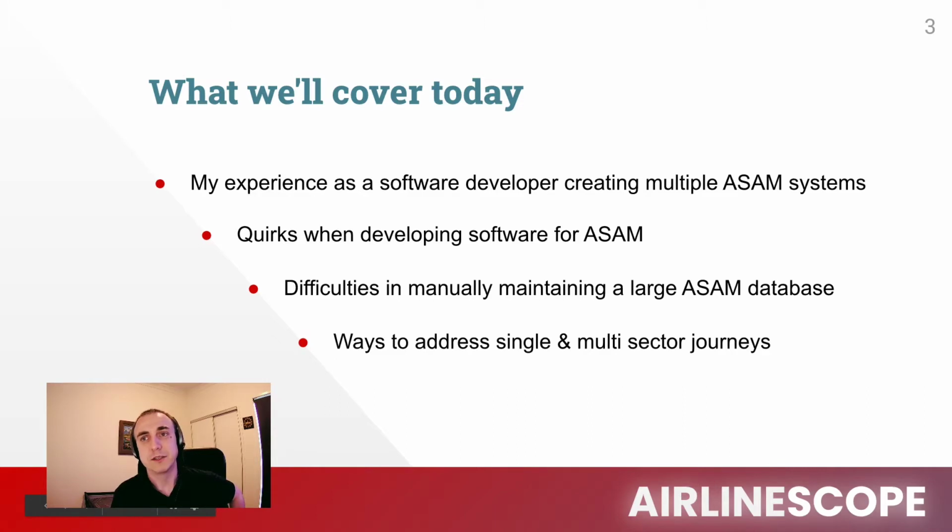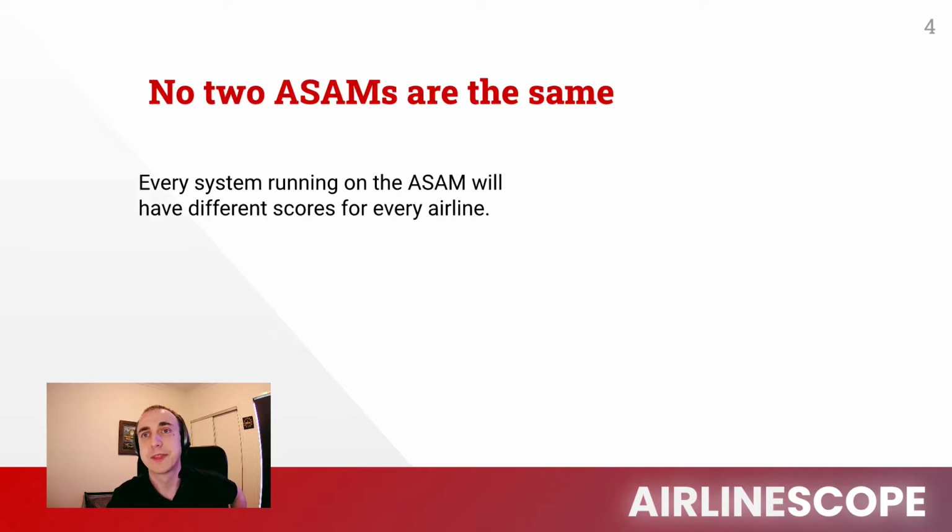Lastly, the single and multi-sector journeys, which is outlined in section 6 of the mechanism. There are additional ways you can calculate risk for an airline for an entire itinerary, both internationally and with multi-airline flights. I'd like to show you a live demonstration of Airline later in this presentation where I go through that. For starters, we'll talk about the question I get asked very commonly: why are no two ASAMs the same?